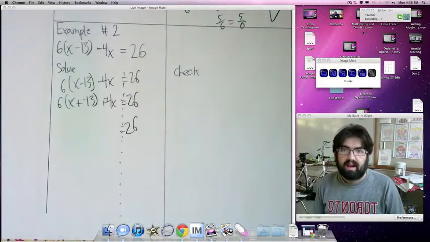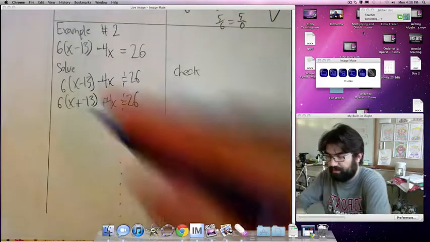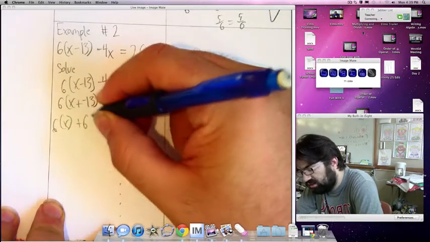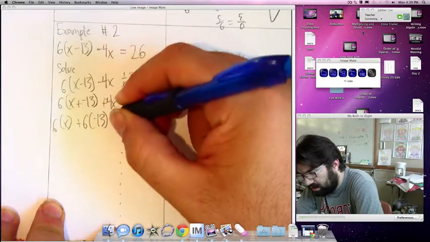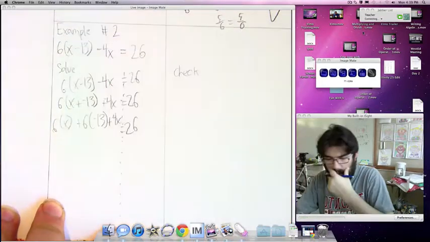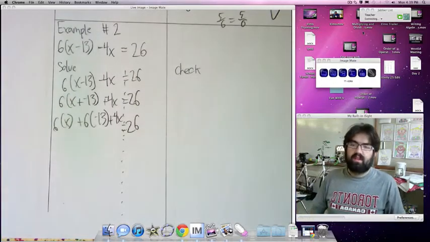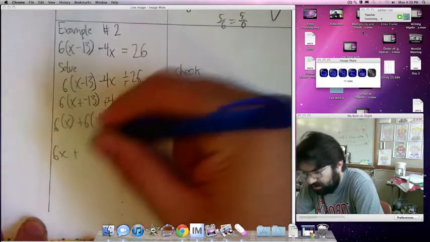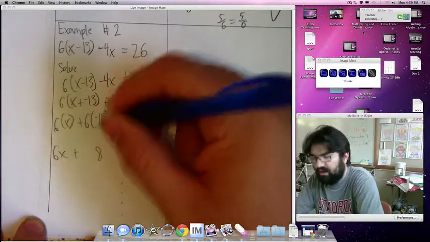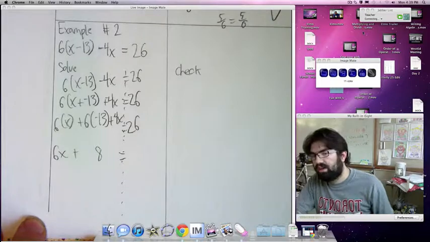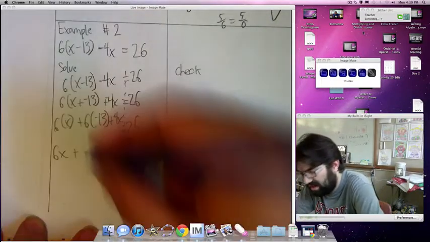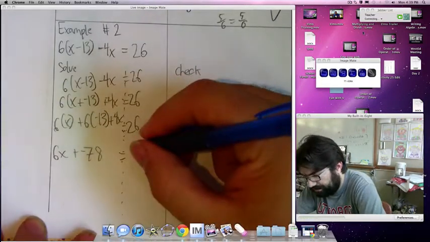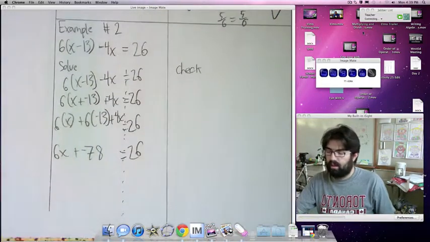Okay. Second step after I rewrite is distribute. 6 times x plus 6 times negative 13 plus negative 4x. Well, 6 times x is 6x, plus 6 times 3 is 18. Carry the 1. 6 times 1 is 6, plus 1 is 7, so this is 78. Negative. Positive times a negative is a negative. 26. I'm going to rewrite.